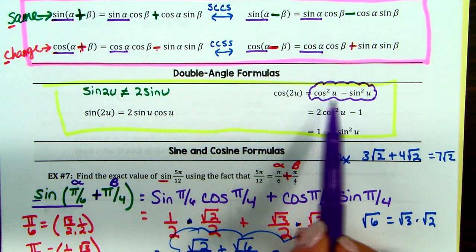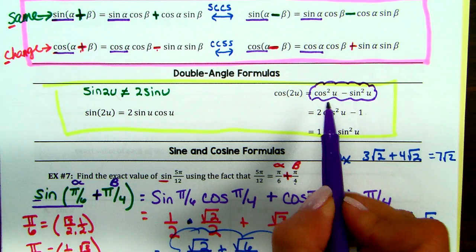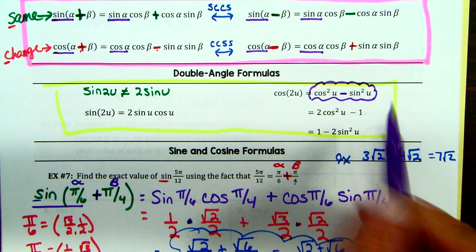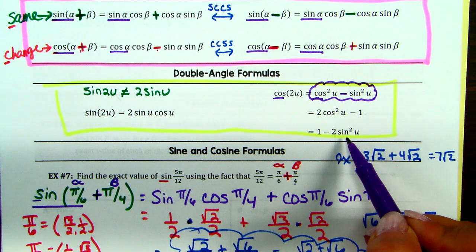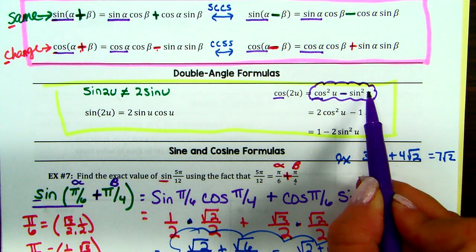But know this one, all right? And by the way, this is subtraction, so order matters. Cosine, start with cosine. But these two, you really could come up with them if you know this one. So you don't write this. I just want to show you really quickly.